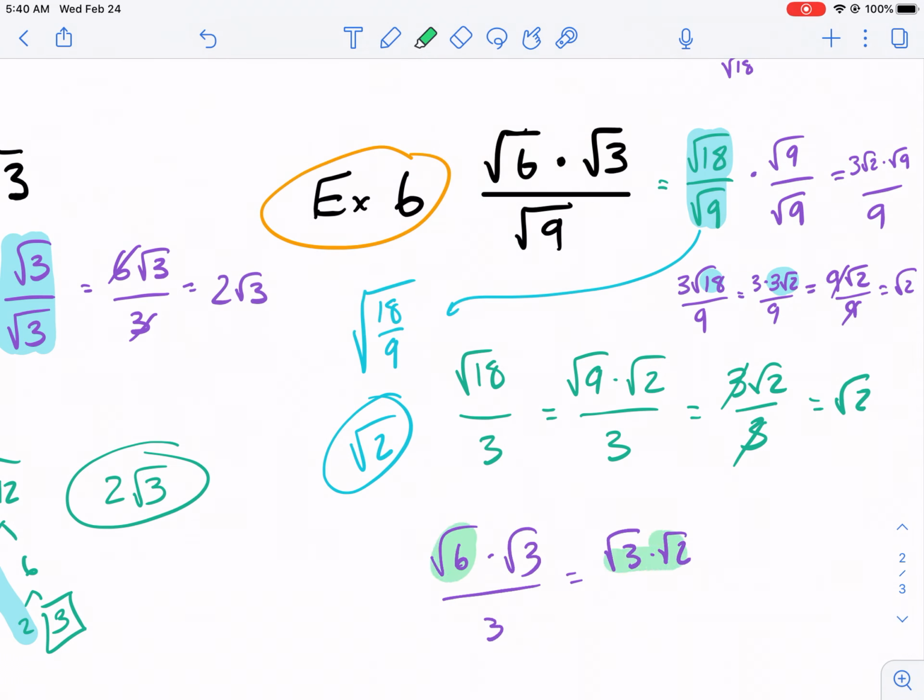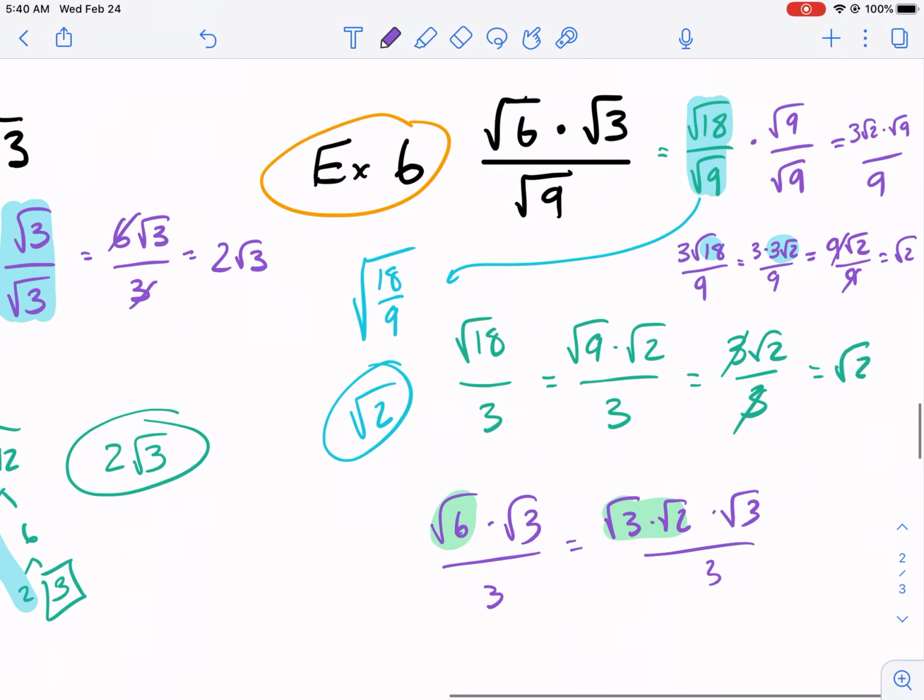Radical 6 is the same thing as radical 3 times radical 2. 3 times 2 is 6. So times radical 3 over 3. Well, I know that radical 3 times radical 3 equals 3. So I can write 3 radical 2 over 3, and then I cancel, and I get radical 2. So that's 4 ways to do that problem.